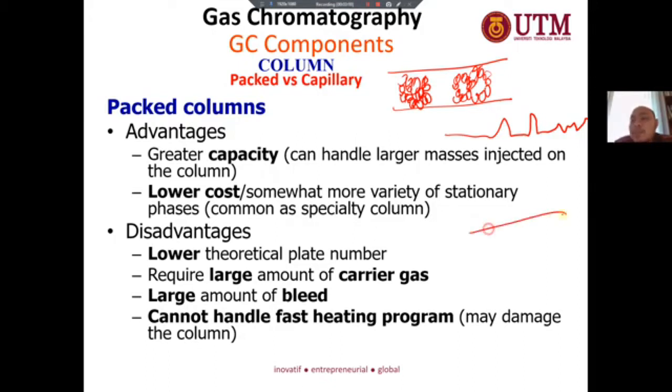Compared to the capillary column, you only have the stationary phase on the side, so if anything happens, it only happens on the side. The bleed of the capillary column is less compared to the packed column. That's why later on, when we look at the capillary column, it is more robust. Even though the packed column is quite big, it's not that robust.